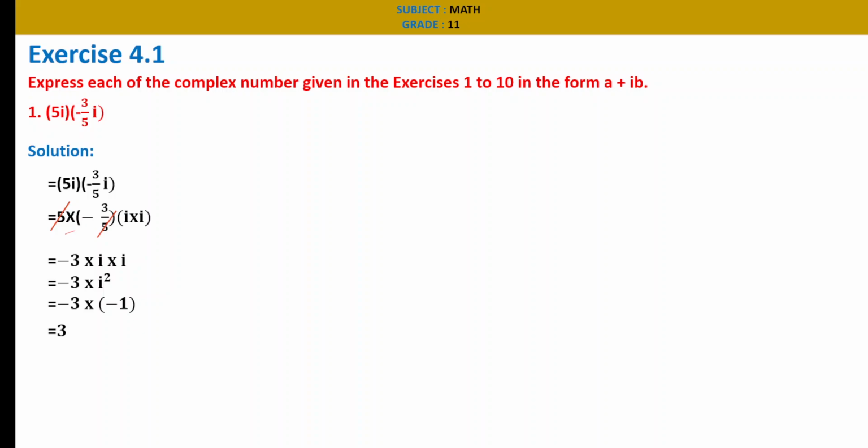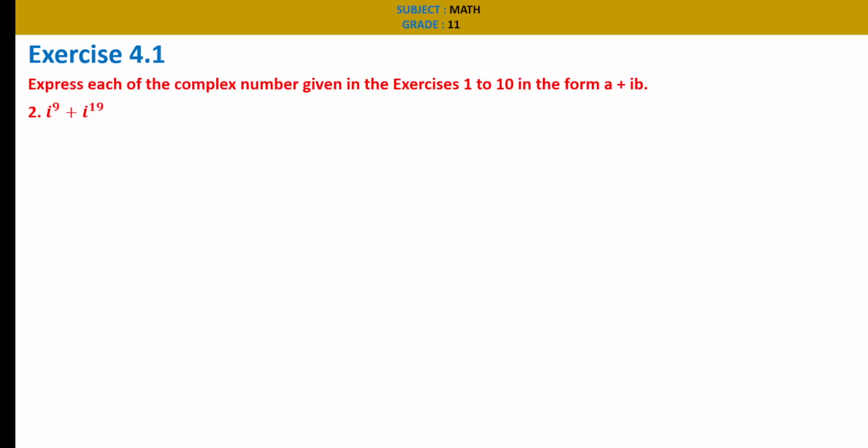Now if we want to make it in the form of A plus IB, we can write it as 3 plus I0, which is in the form of A plus IB where A equals 3 and B equals 0.